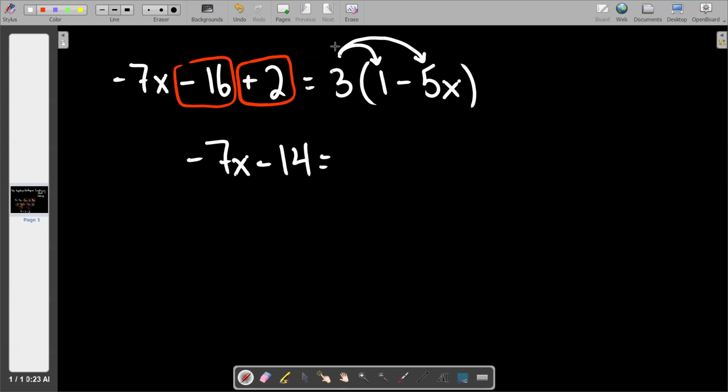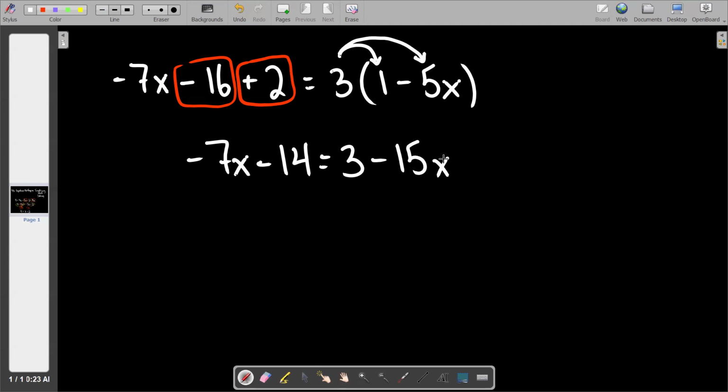So what is 3 times 1, the first arrow? And what is 3 times -5x? -15x. And there we did it. If you look at the left side, it's done. Look at the right side, it's done. And now we're right back to what we did last week.